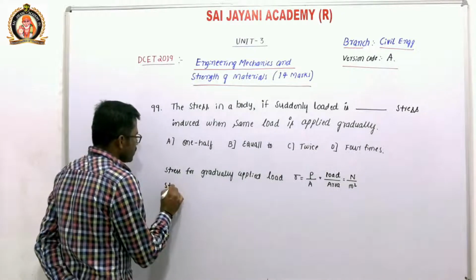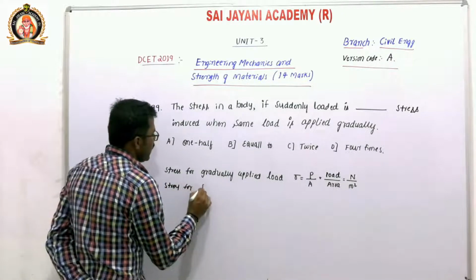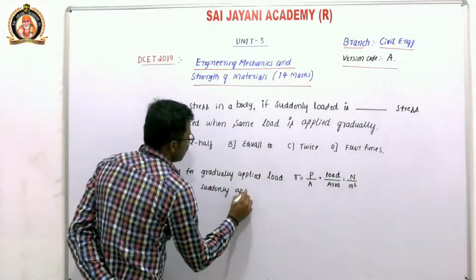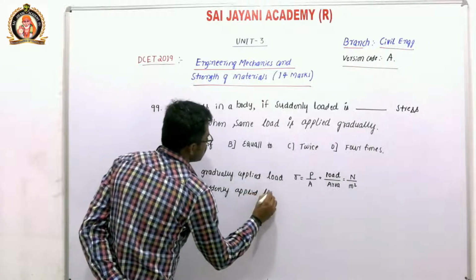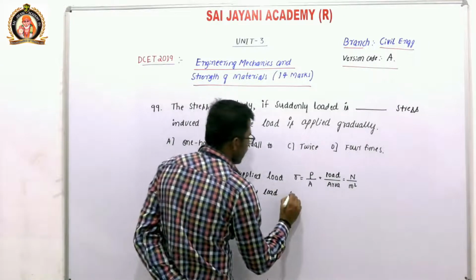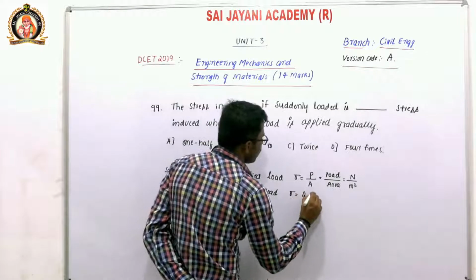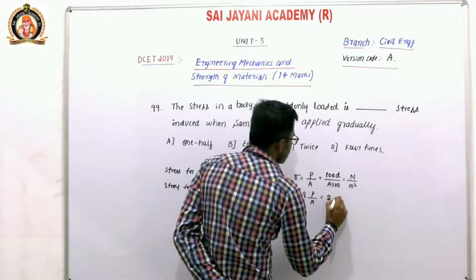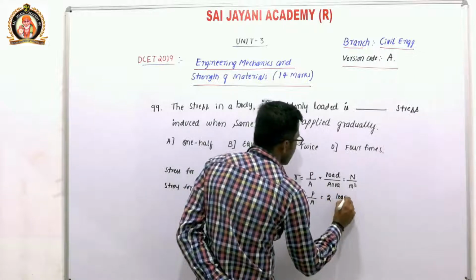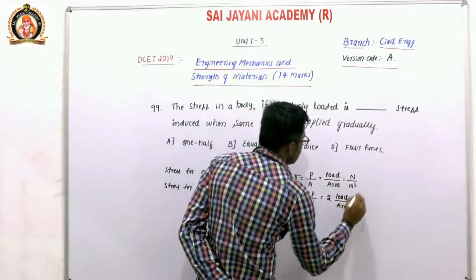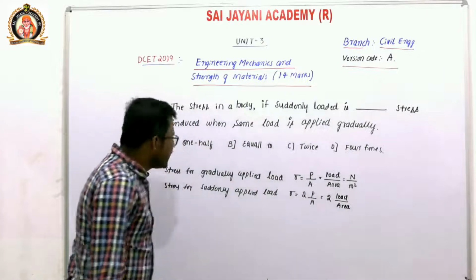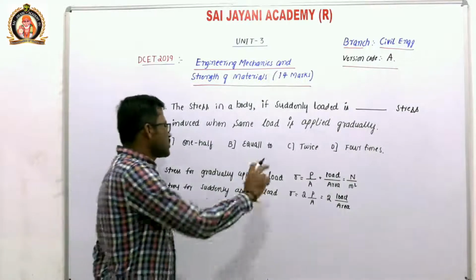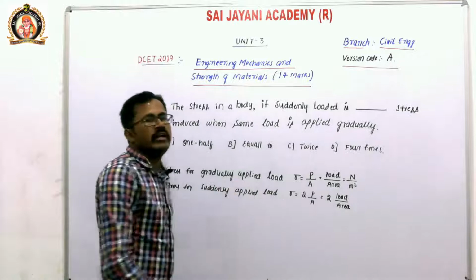Stress for suddenly applied load, sigma, is given by 2 times P by A. So 2 times the load and area. So for suddenly applied load, stress is always 2 times the stress when the load is gradually applied.